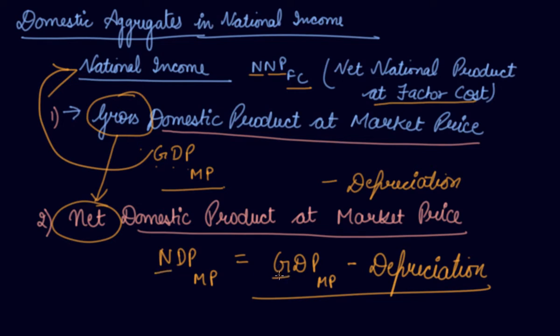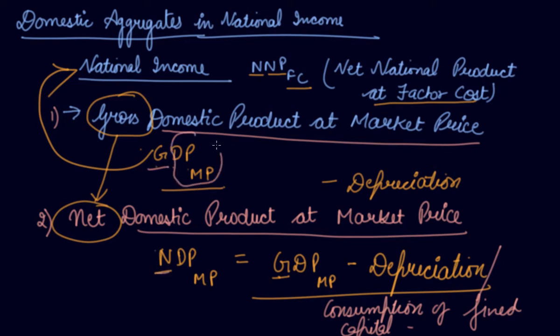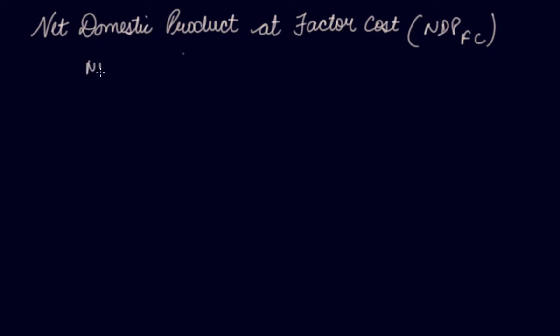So in order to convert from gross to net, you deduct the depreciation, or you call depreciation with another name, that is consumption of fixed capital. So this is your NDP at MP and GDP at MP. From G to N, rest other being same, you have to subtract depreciation. We calculated NDP at market price, right, before.